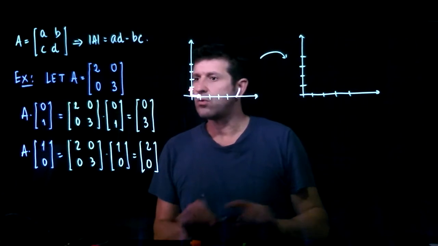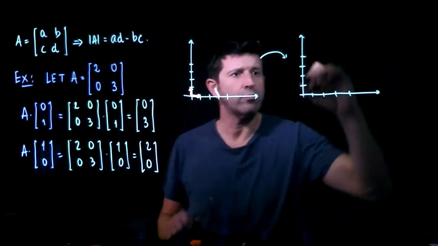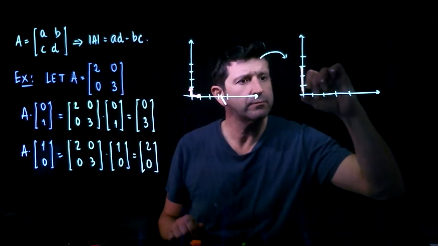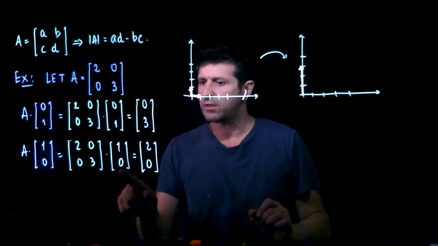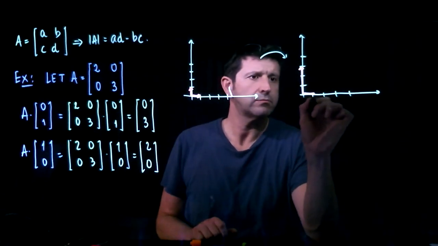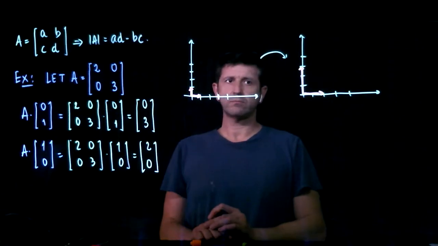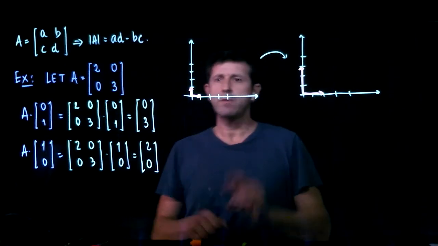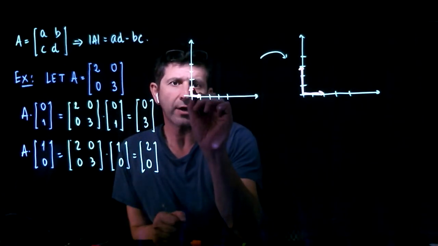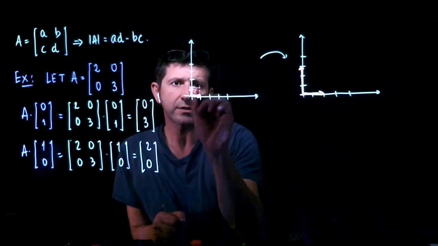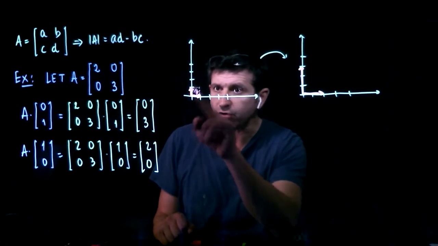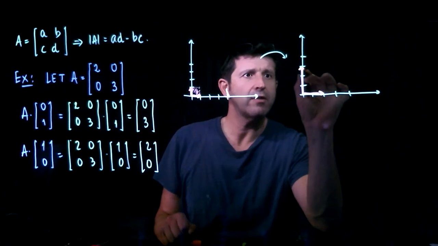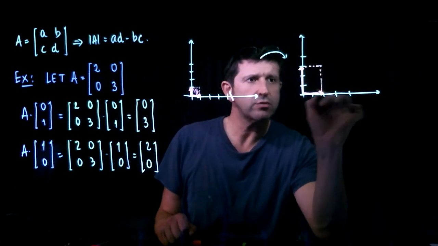So 0, 1 became 0, 3. Okay. And the 1, 0 became 2, 0. Okay. And what I'm going to do now is find the area generated by these two vectors, and then the area generated by these two vectors.